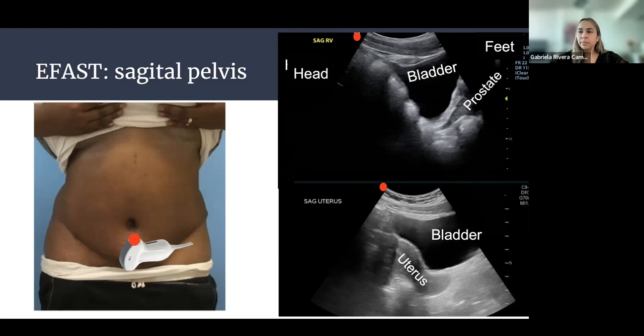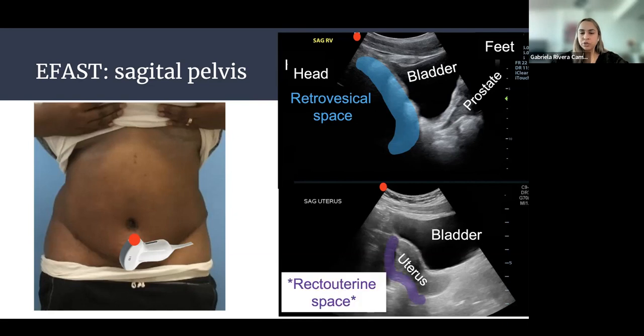In the biologically male pelvis, we interrogate the retrovesical space, which is the area superior and deep to the bladder. In the biologically female pelvis, we interrogate the rectouterine space, also known as the pouch of Douglas. This area is deep to the uterus. Free fluid can also be seen in the vesicouterine space, although at larger amounts, and this is usually a later finding.